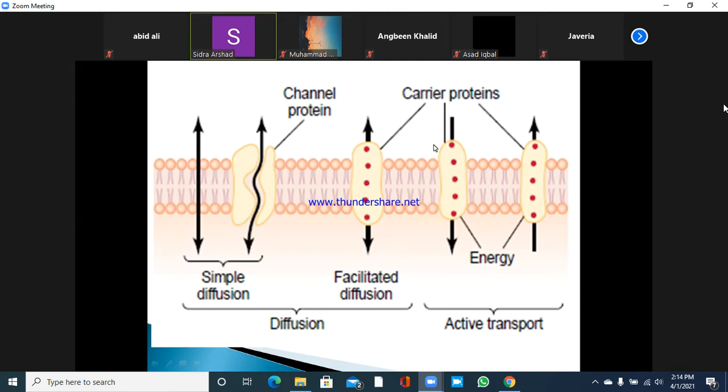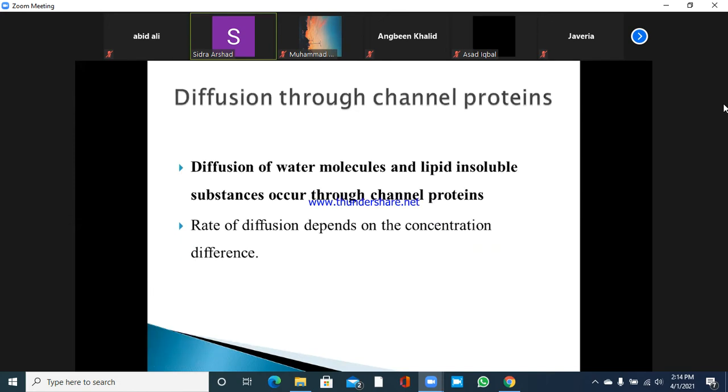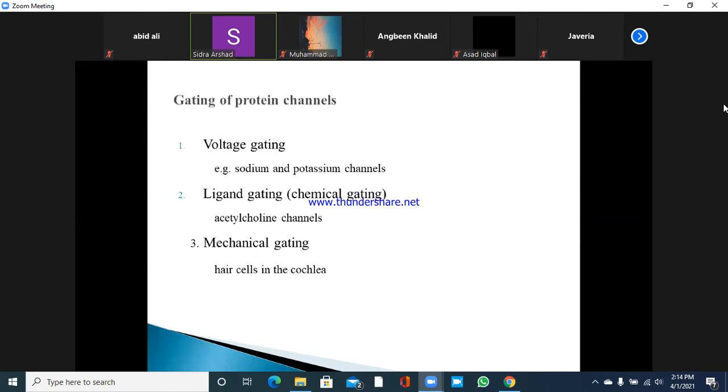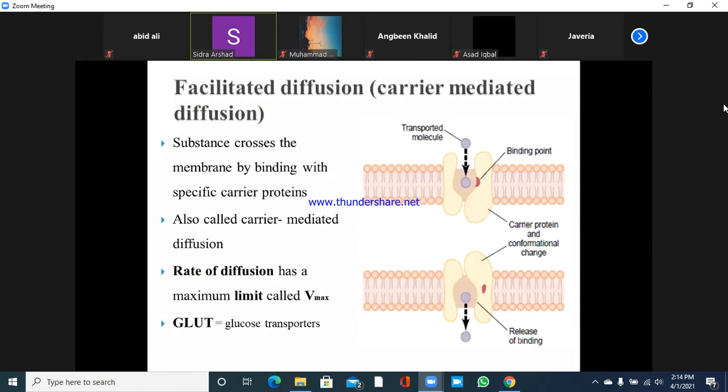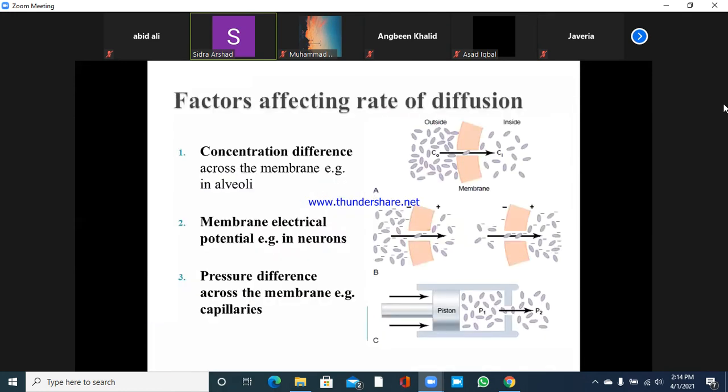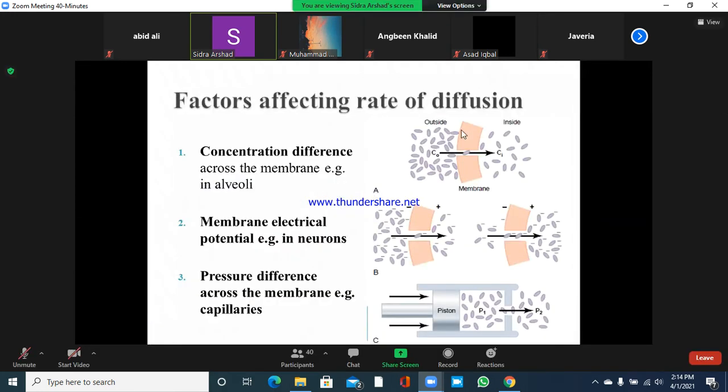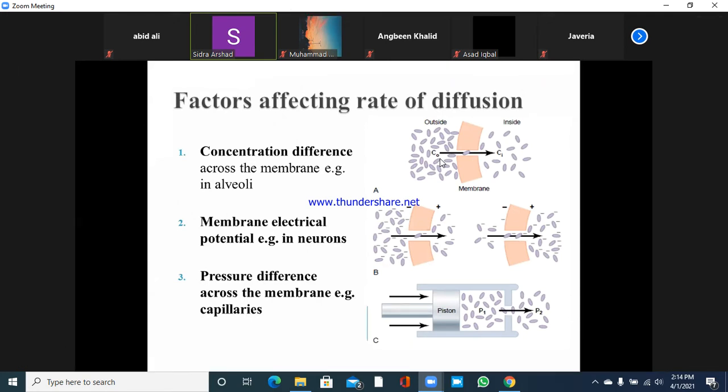Okay, so we have discussed that already. Now we will see those factors which affect the rate of diffusion. These are the various factors that can affect the rate of diffusion. Obviously, the first factor is the concentration difference across a membrane.